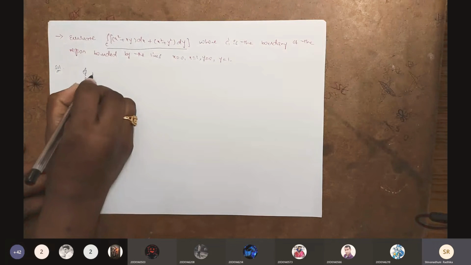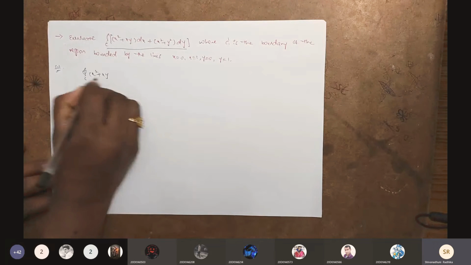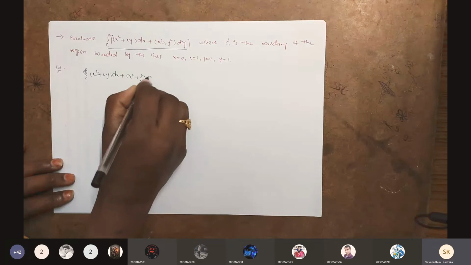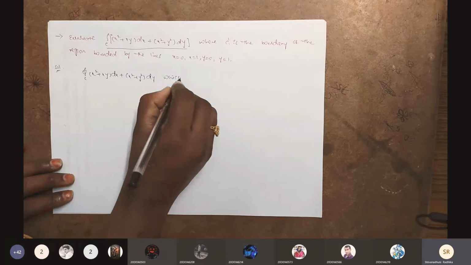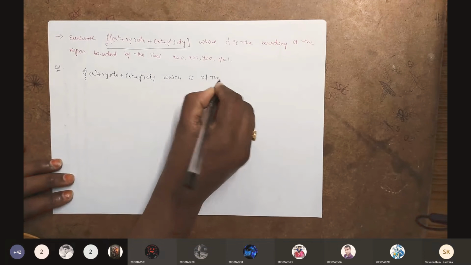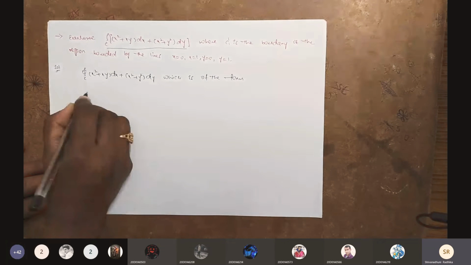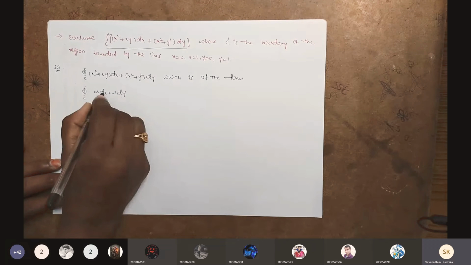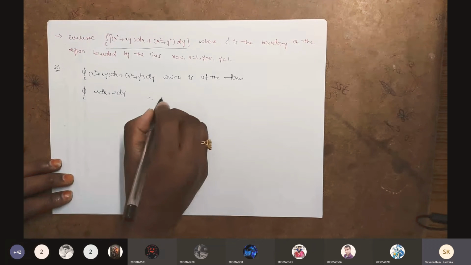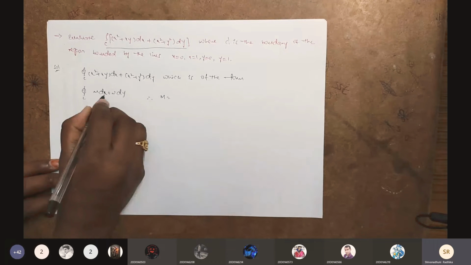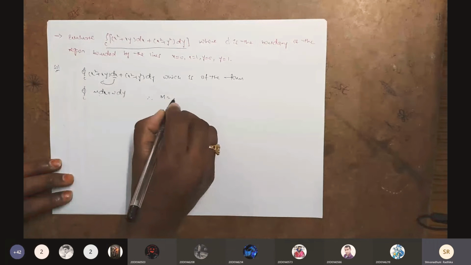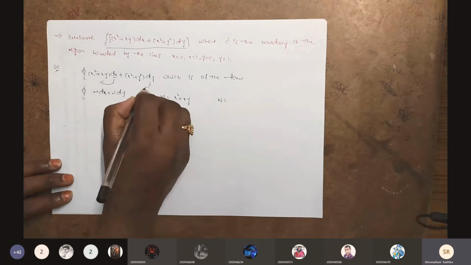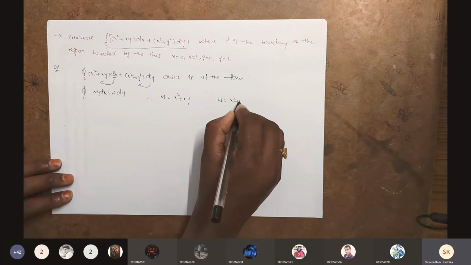Now, solution. The given integral, x square plus xy dx plus x square plus y square dy, is of the form line integral over curve C of M dx plus N dy. Right? Therefore, what is capital M? The dx coefficient. Here, the dx coefficient is x square plus xy. And capital N, what is capital N? The dy coefficient, x square plus y square.